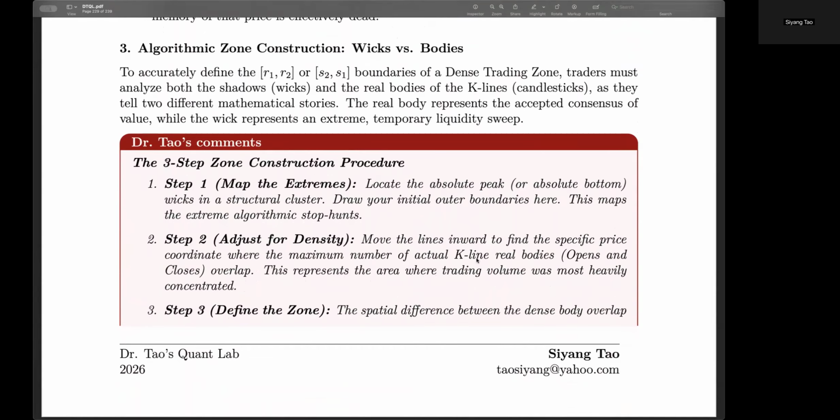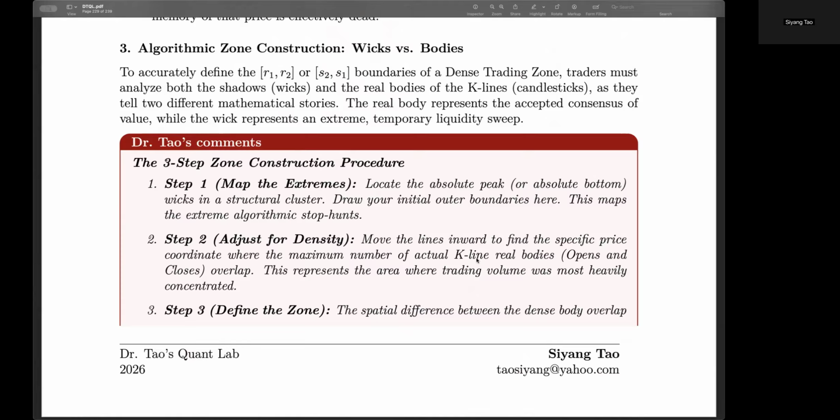So, how do we actually define the upper and lower coordinates of these zones? To do this, we must separate the K-line into two parts. The real body, which represents the accepted consensus of value, and the wick, which represents the temporary algorithmic liquidity sweep.